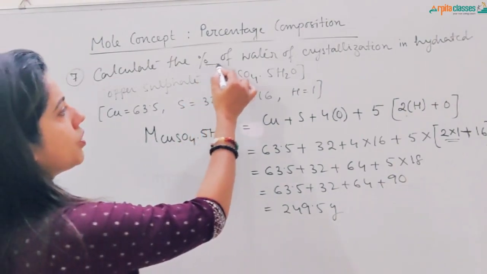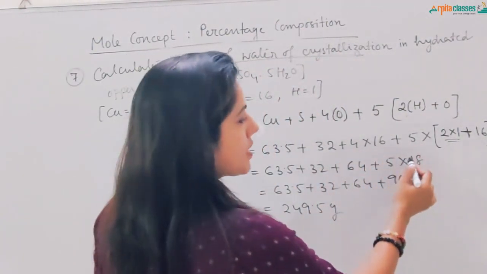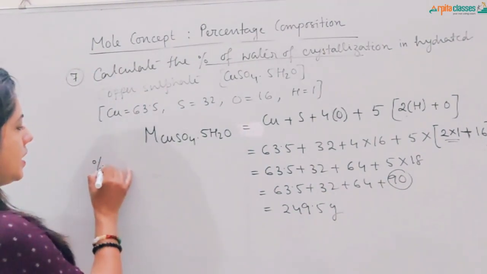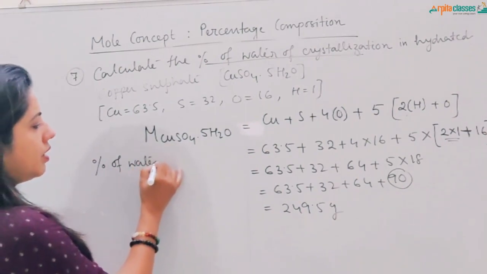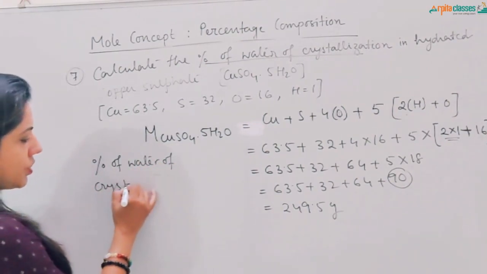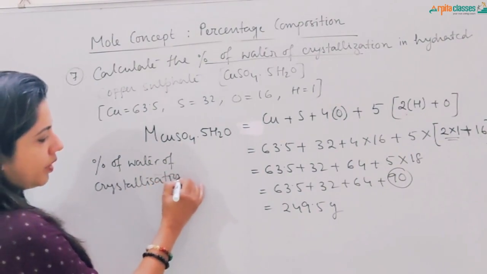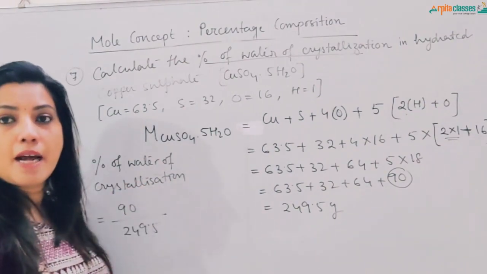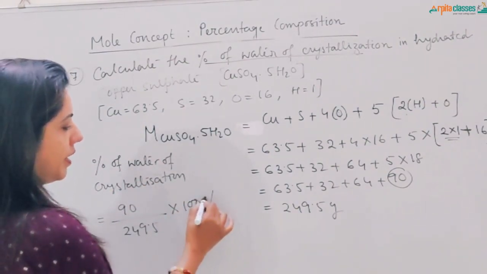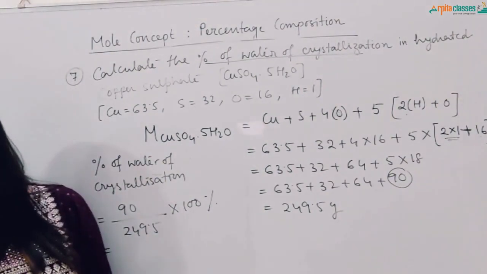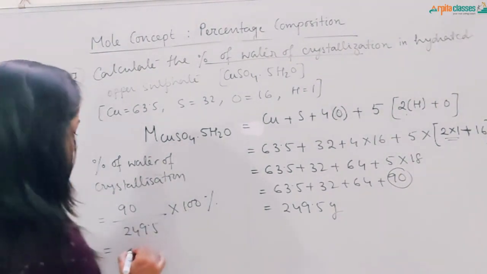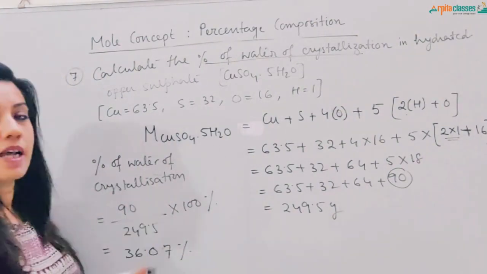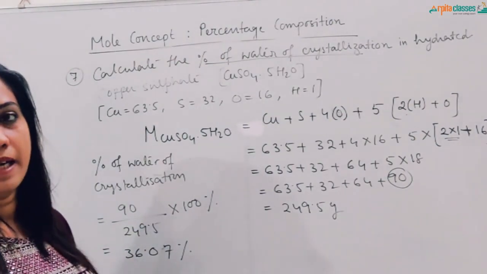Now they are asking for the percentage of water of crystallization. We can see water of crystallization is 90 out of 249.5 grams. So percentage of water of crystallization is equal to, in the numerator we will take 90 upon 249.5, that's the entire molecule's molecular weight, into 100%. If you calculate this, I have run the calculation, it is coming 36.07. So 36.07 is the percentage of water of crystallization in copper sulfate pentahydrate.